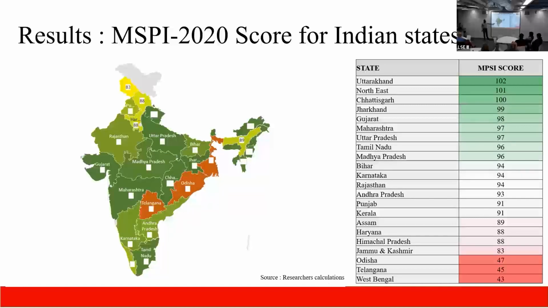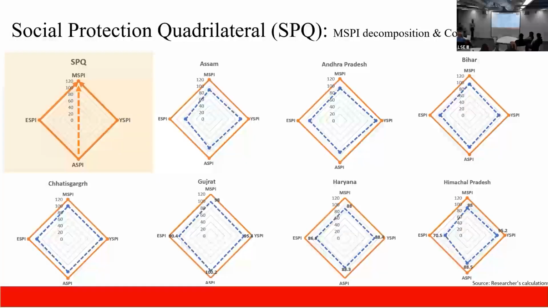Overall, if we see the 2020 position as per this newly constructed MSPI, these three states are at the bottom, and Uttarakhand and Chhattisgarh are at the top. This index also allows decomposition, because we are using additive instead of multiplicative aggregation. This helps us decompose the index into sub-indices.